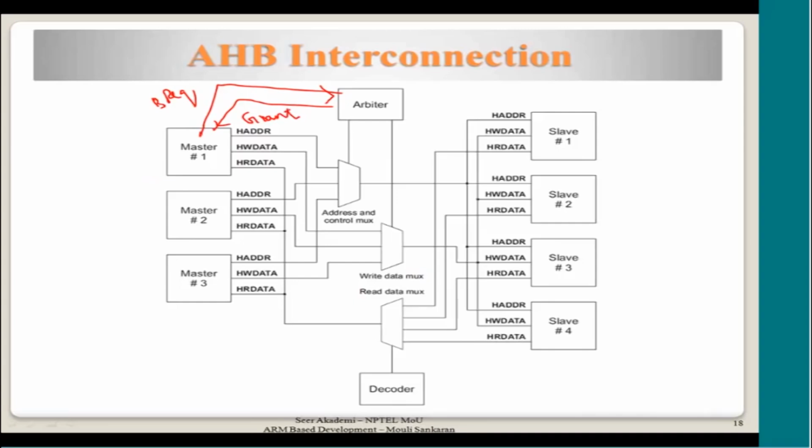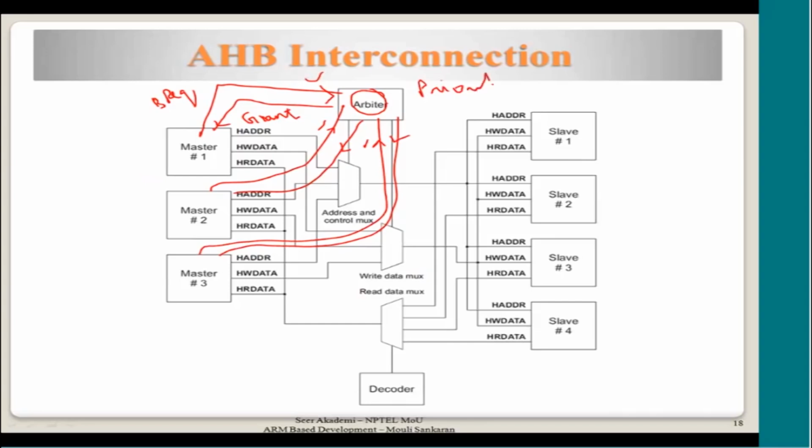So how many such lines will be there? With every master, there will be a request and grant connection. One will be in this direction, one will be in this direction. Request and grant. So the arbiter gets all the requests from every master in the system, and then it chooses one of them based on some priority.